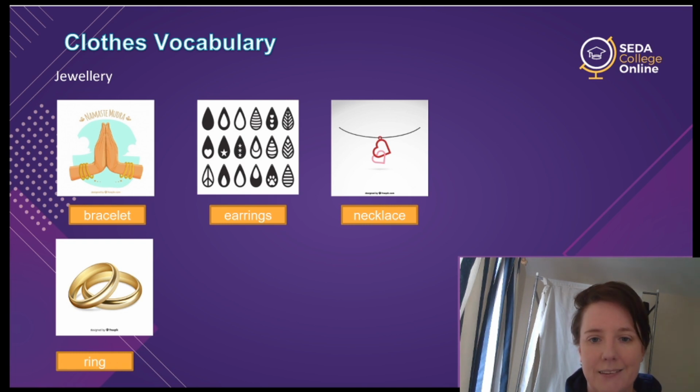The necklace goes around your neck. And then the ring goes on your fingers, okay? The ring goes on your fingers. And again, you wear all of these, okay? So bracelet, earrings, necklace, and ring, okay?